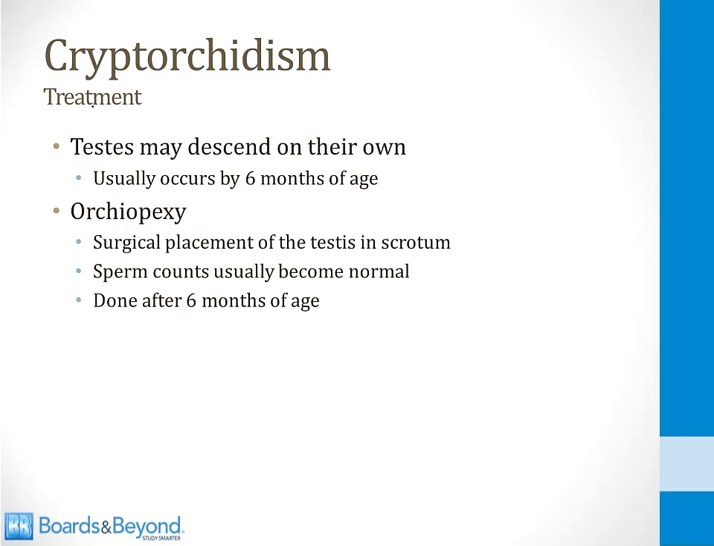This condition is often diagnosed in children when the scrotum is examined and one or both of the testes are missing. This condition can initially be observed. The testes may descend on their own. They usually do this by 6 months of age. The surgical procedure to correct cryptorchidism is called an orchiopexy. It's surgical placement of the testes in the scrotum. When this is done, the sperm counts usually become normal, and this is usually done after 6 months of age if the testes don't descend on their own.